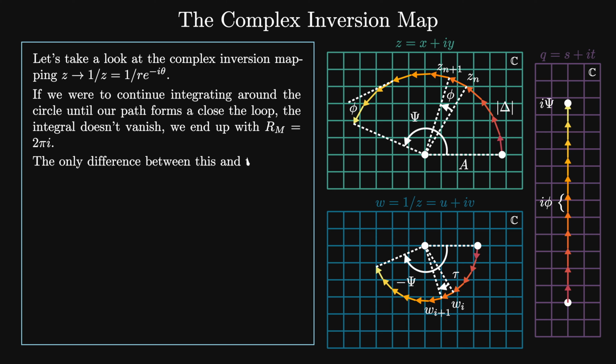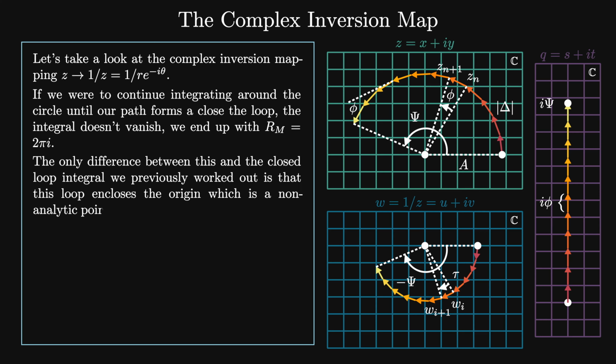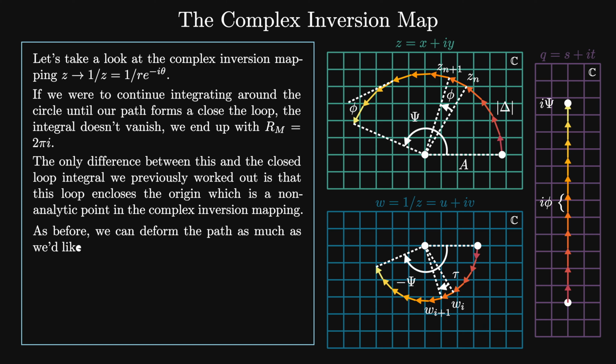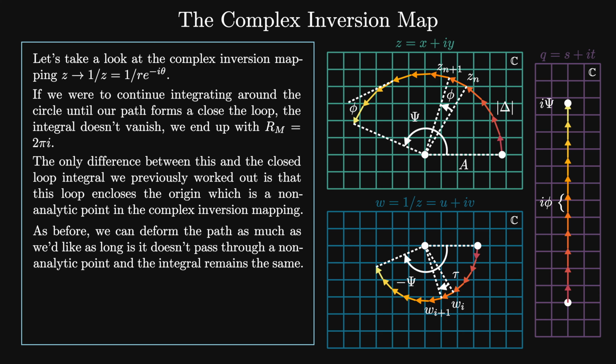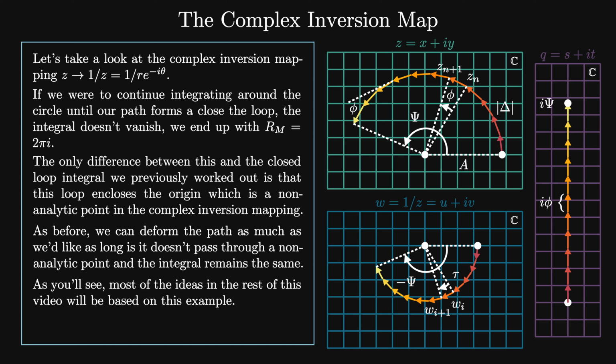The only difference between this and the closed loop integral we previously worked out is that this loop encloses the origin, which is a non-analytic point in the complex inversion mapping. As before, we can deform the path as much as we'd like as long as it doesn't pass through a non-analytic point, and the integral remains the same. As you'll see, most of the ideas in the rest of this video will be based on this example.